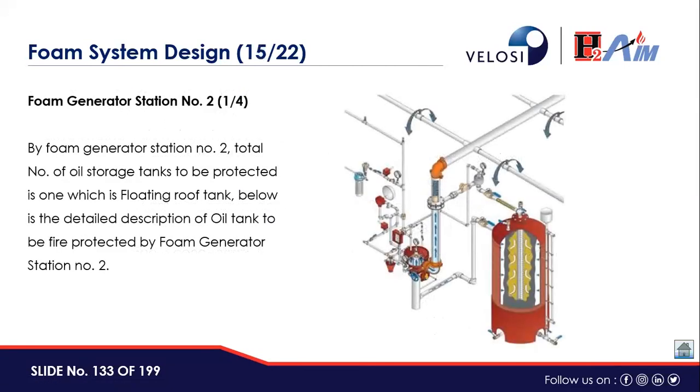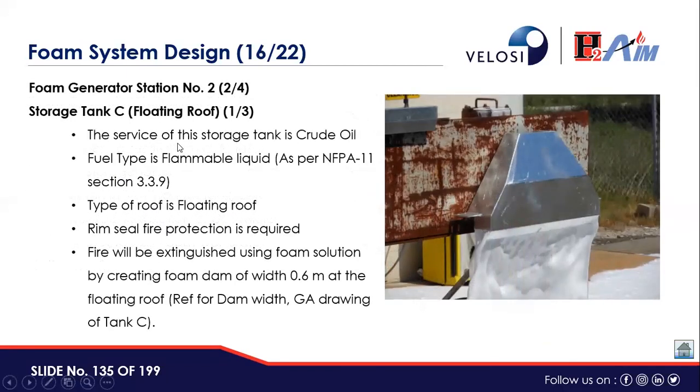So for foam generator station number 2, the total number of oil storage tanks to be protected is 1, which is floating. We have discussed foam generator station number 1. Now this is foam generator station number 2. With the help of this foam generator station, the total number of oil storage tanks to be protected is 1, which is a floating roof tank. So this is the detail of this tank. This is the crude oil storage tank.